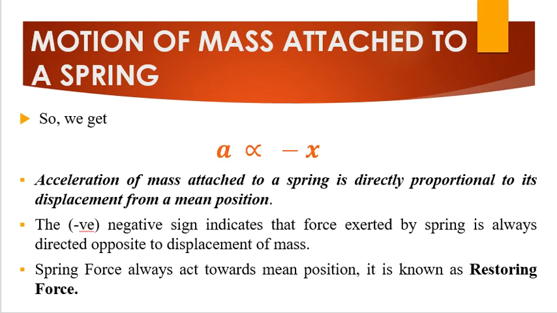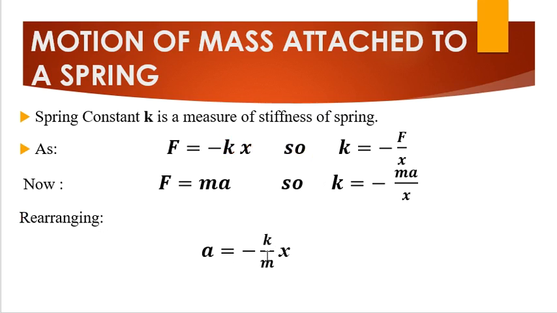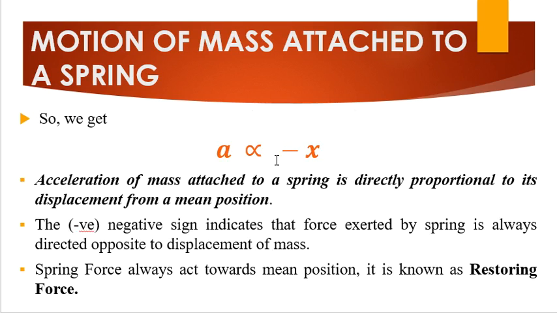Now this minus k over m is a constant. So we can replace it with a constant of proportionality, and a is directly proportional to minus x. You can see here that the acceleration of a mass attached to a spring is directly proportional to its displacement from the mean position. What we have done is remove the equal sign and replace it with a sign of proportionality.